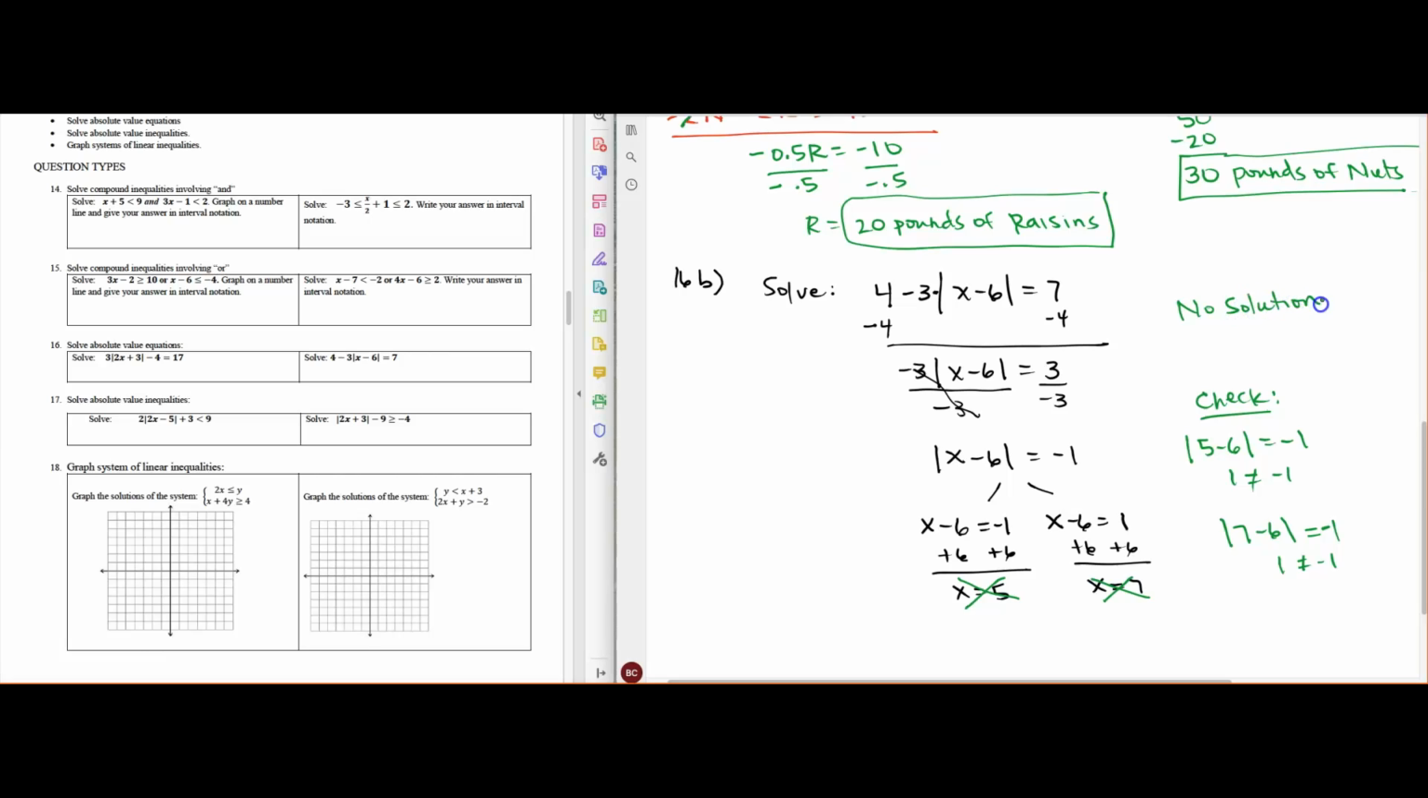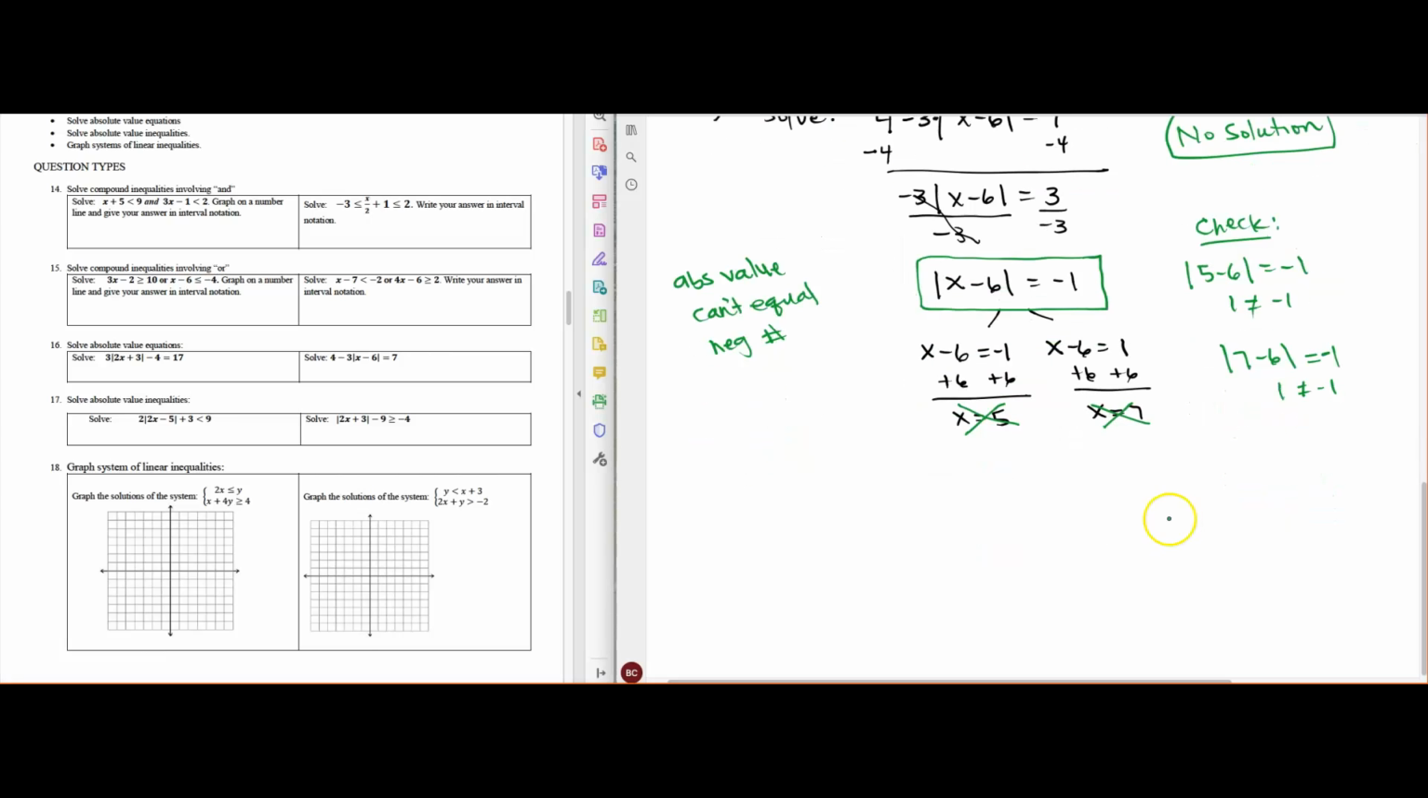But how could you see that by looking at this statement? Anybody know? How could we do that? The absolute value can't equal a negative number. Exactly, right? So absolute value can't equal a negative number. So right there, we didn't even have to go any further. We could have looked at that and said, oh, that looks weird. My absolute value can't equal a negative number. So that's why we end up with this no solution for our answer. Okay.